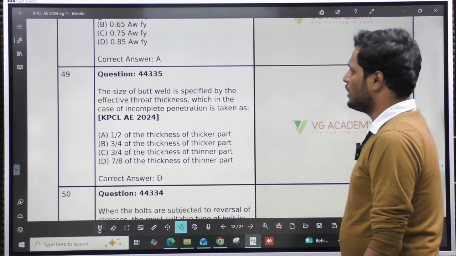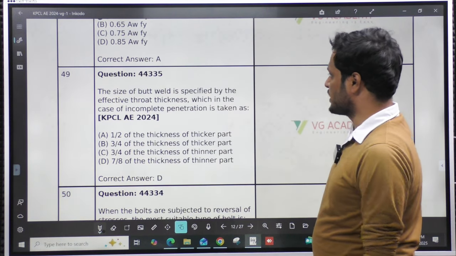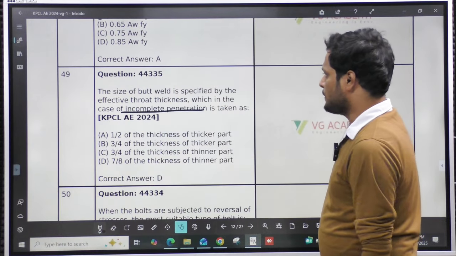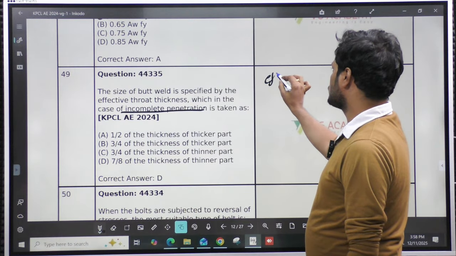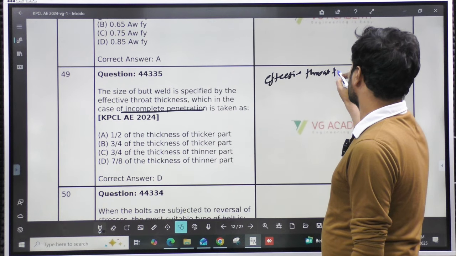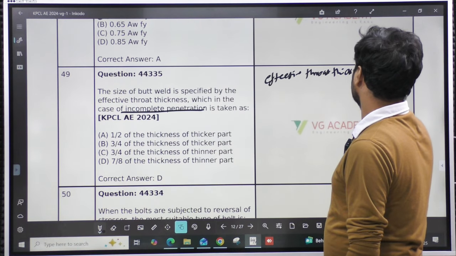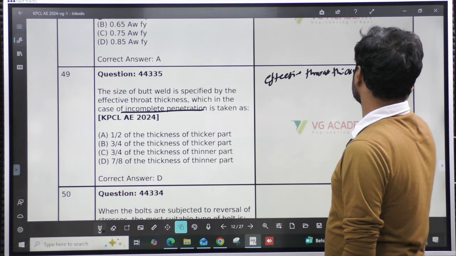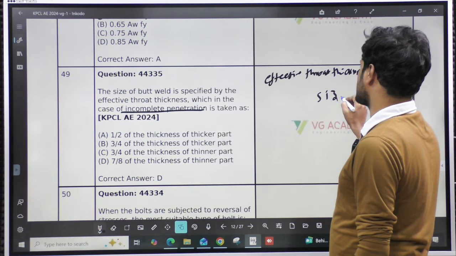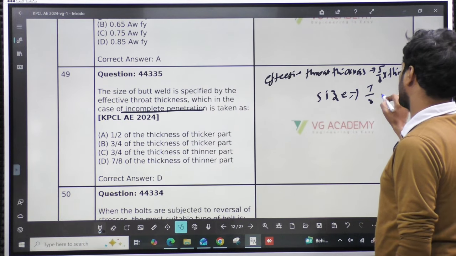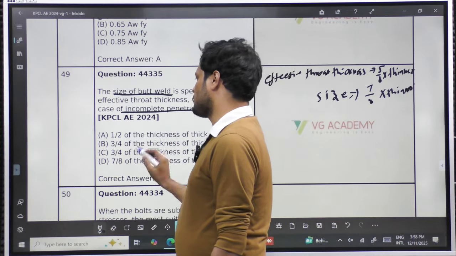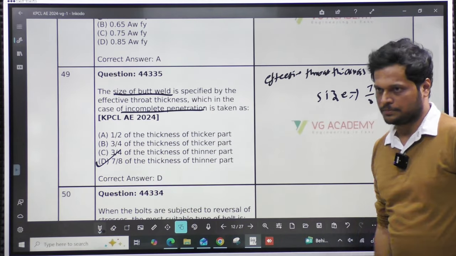The size of the butt weld is specified by the effective throat thickness, which is taken for incomplete penetration. So for incomplete penetration, we will be taking the effective throat. Effective throat thickness is generally taken as 5/8 times of thinner plate. But here they are asking size. So size, the total size, we will be taking as 7/8 times of thinner plate. So here they are asking the size, so possible answer option D we will take.